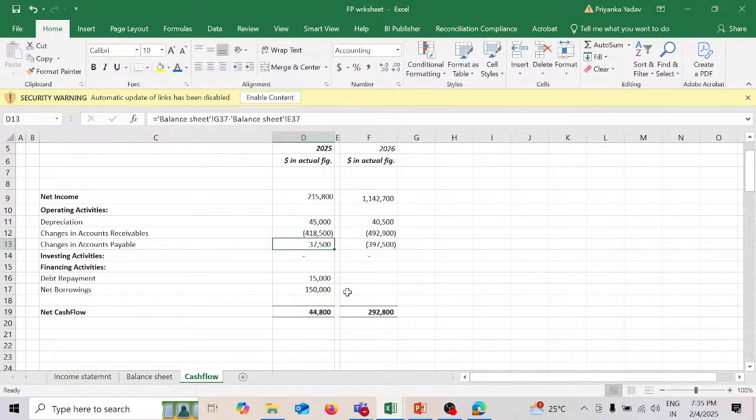Since cash is actually flowing out of the company, this has to be negative. And lastly, borrowing. This is new debt, so it increases the cash inflow. If a company takes on new loans, it receives cash, so we add this amount in the financing activities section.